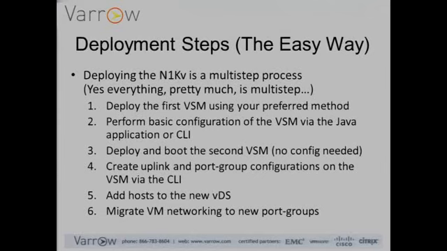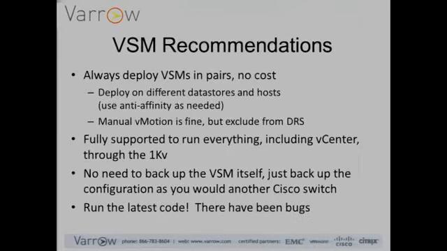It is now much better, and that's what I use now because it's simple and it works. Then we can deploy the second VSM. We don't really do anything to it. We boot it up, point it at the domain ID and a little bit of information, and it talks to the other one and pulls the config. Then we create our port group and uplink profile configurations. And finally, we start moving hosts into it and moving VMs into it.